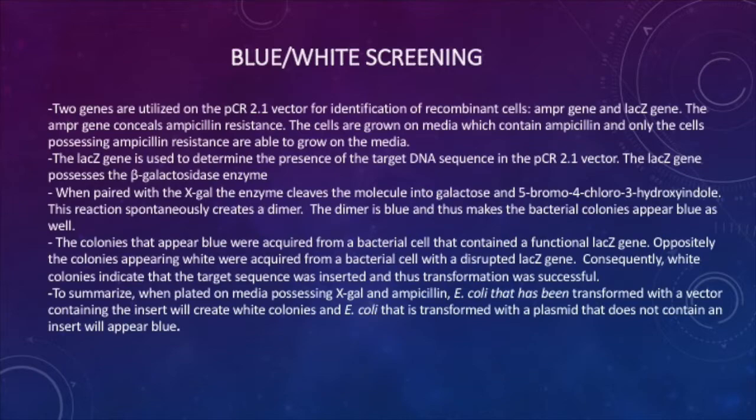To summarize, when plated on media possessing X-gal and ampicillin, E. coli that has been transformed with a vector containing the insert will create white colonies, and E. coli that is transformed with a plasmid that does not contain an insert will appear blue.